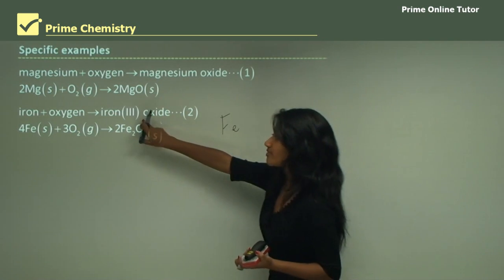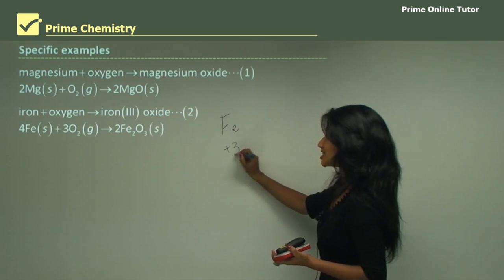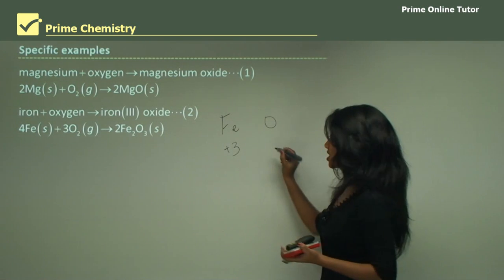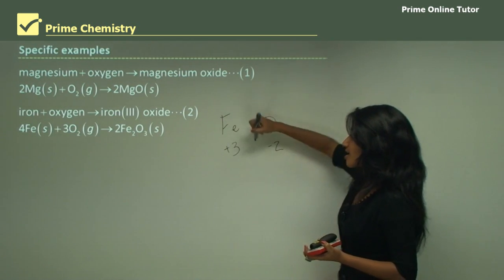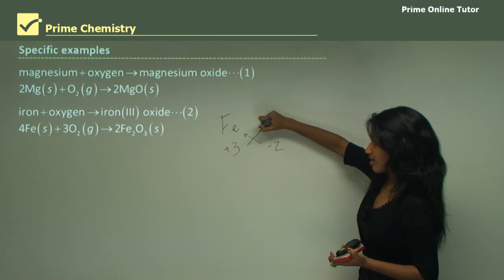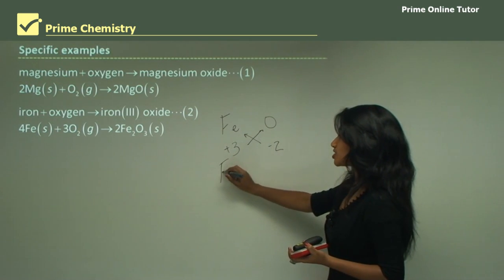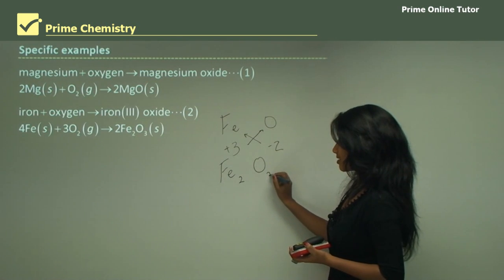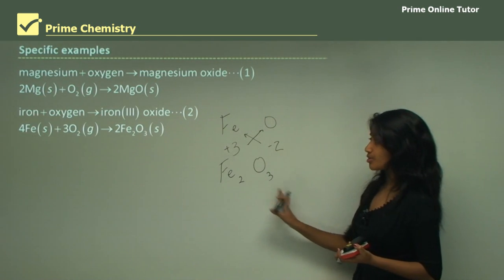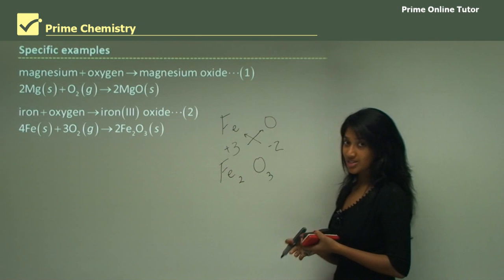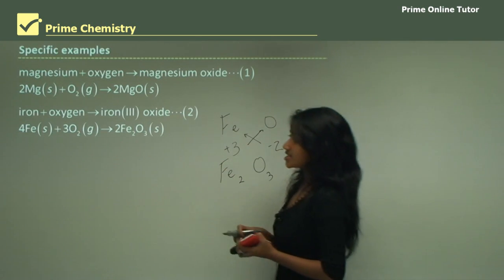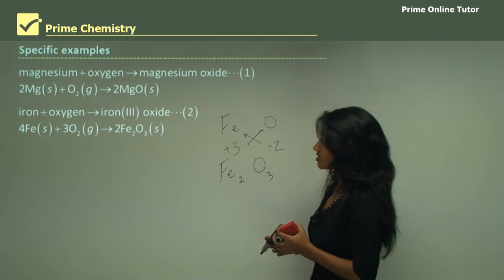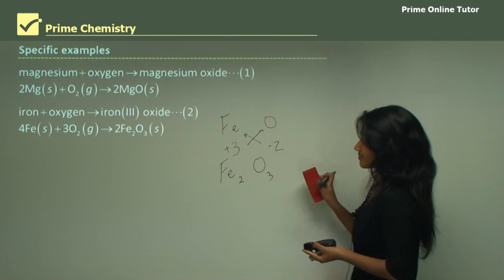So it could be iron 2 or iron 3 depending on the compound. At the moment it's given as iron 3, so the valency is +3, and oxygen has a valency of 2, so it's -2. Now when you react these together, your compound is going to be Fe2O3, like that. So Fe2O3, that's our iron 3 oxide. Now you can see that iron reacting with oxygen giving us iron 3 oxide. It's very simple like that.